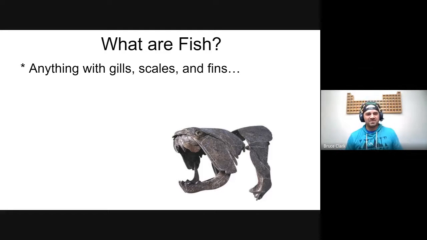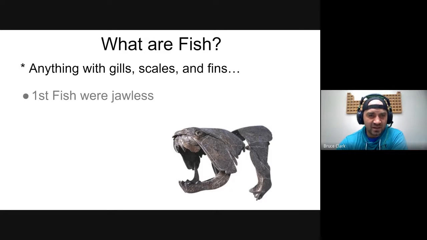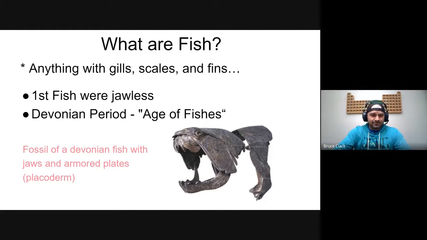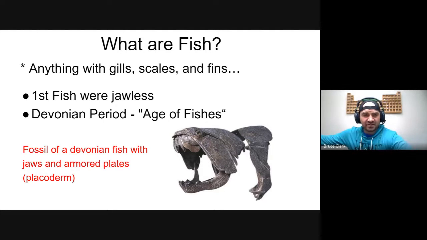Now, obviously, there's going to be some small exceptions, especially now as we get into more DNA usage as we're IDing things. But gills, scales, fins, those are the three main determining factors that say, hey, this thing is a fish. The very first fish in the fossil record were jawless, and the Devonian period would be the age of the fishes. Okay, two things there. Devonian period, boy, I'm going off the top of my head, that would be roughly half a billion years ago. Okay, so 500 million years ago.